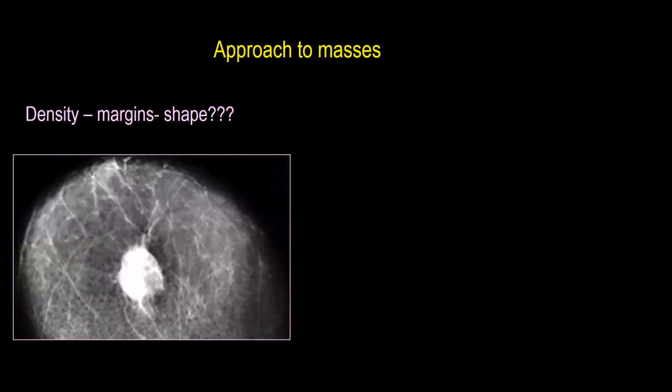And this one, density, margin, shape. High density. Margin is spiculated. Shape is irregular. Irregular, excellent. Why did you not consider this area as fat density?